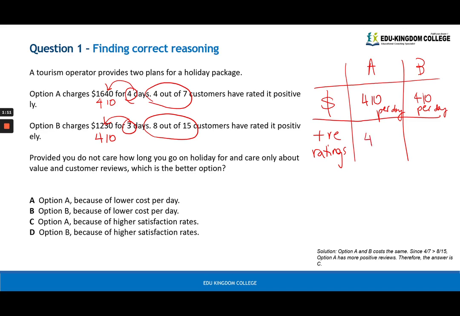So we have 4 out of 7 and we have 8 out of 15. You can just divide the top by the bottom and get a decimal and find a percentage that way. But an easier way, if I double this, top and bottom, right, I get 8 out of 14. Now notice this is 8 out of 14, this is 8 out of 15. Which one is bigger? It's A, right? Because the denominator is smaller, we are dividing 8 by less portions. So that's why each portion will be bigger. So A is bigger, there's more positive ratings, so the answer is C.